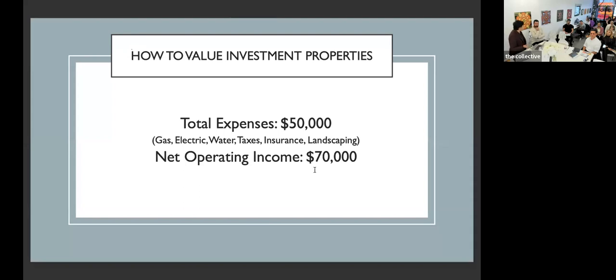Oh, and we forgot landscaping. Right? That's roughly what you should consider. So on this property, your gross income was 120,000. Your expenses are 50,000. So your net income is 70,000. Okay. Let's use that same price point, 1.2 million.